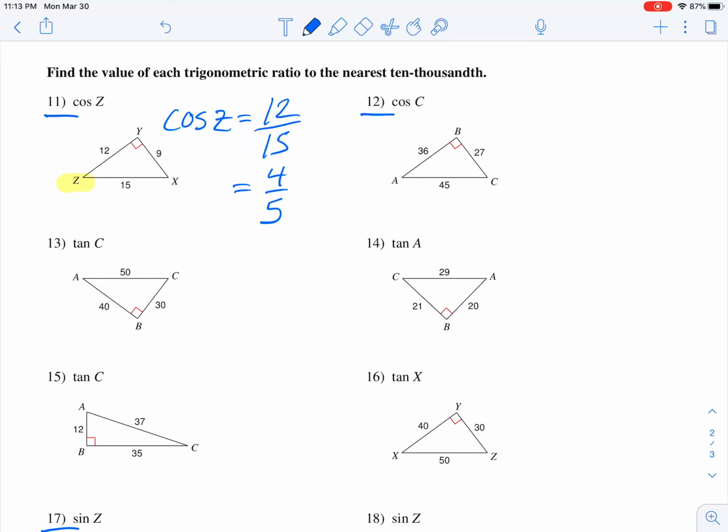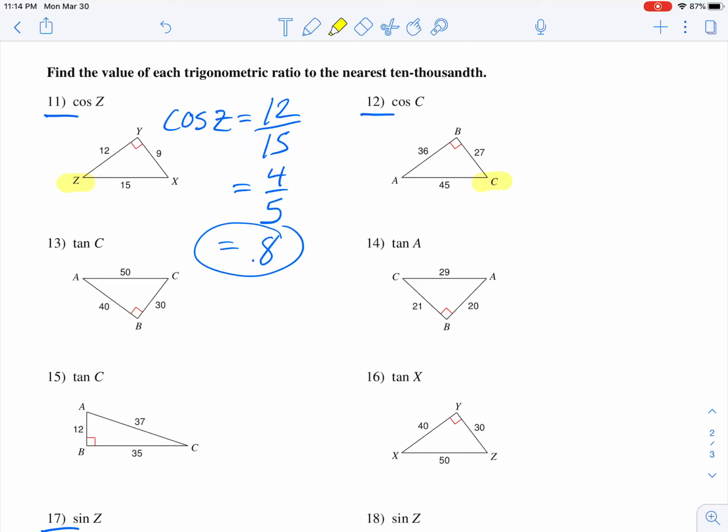The cosine of C in the next problem. Oh, this asked for the nearest 10,000th. Okay, well, 4/5. Let's get that as a decimal. 0.8. Great.